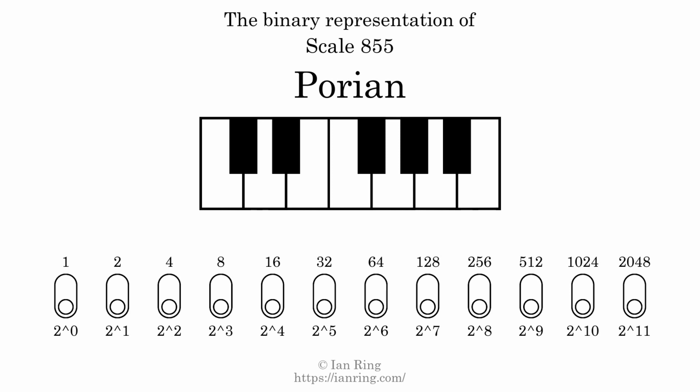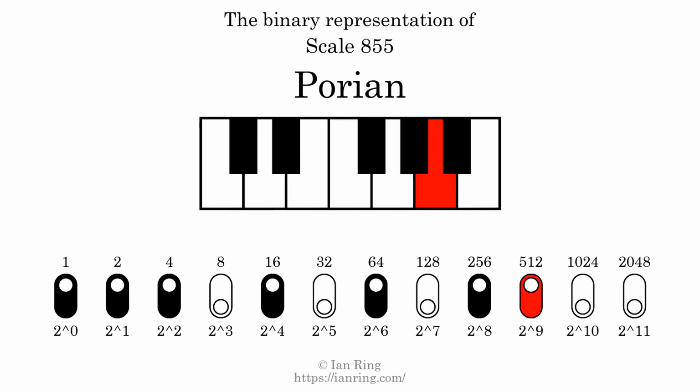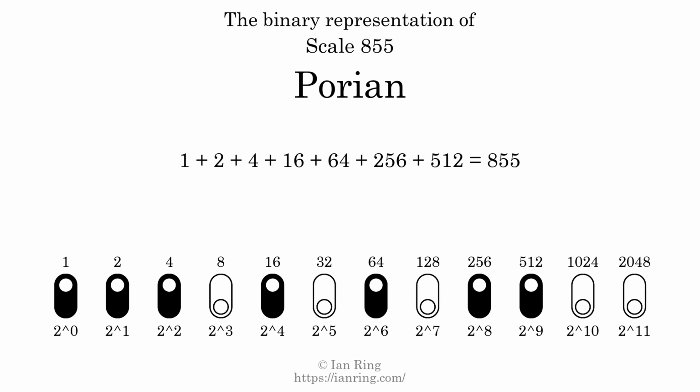The binary representation of this scale is determined by mapping tones of the scale to binary digits. Each binary digit represents a power of 2. To get the scale number, we add the powers of 2 together. The powers of 2 that are present in the scale, all added together, equals 855. That is why the scale number, in decimal, is 855.